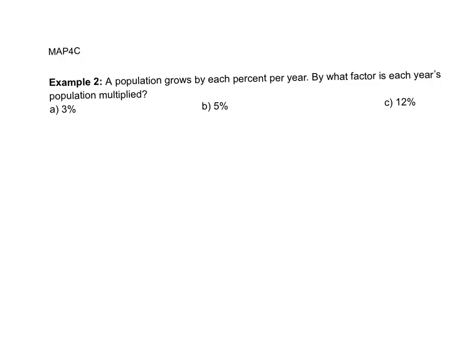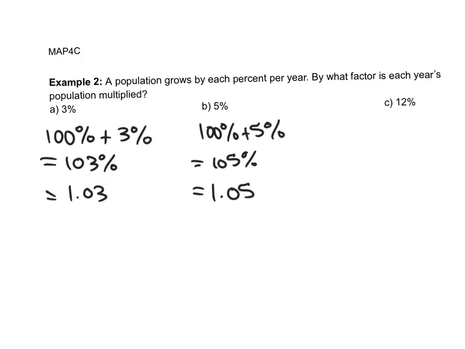So if we wanted to look at this in terms of decimals, 103% as a decimal is 1.03. 105% as a decimal is 1.05. So for it to be a growth, the factor has to be larger than 1. 12%, same idea. It's going to be 1.12, or 100% plus 12%, or 112%.